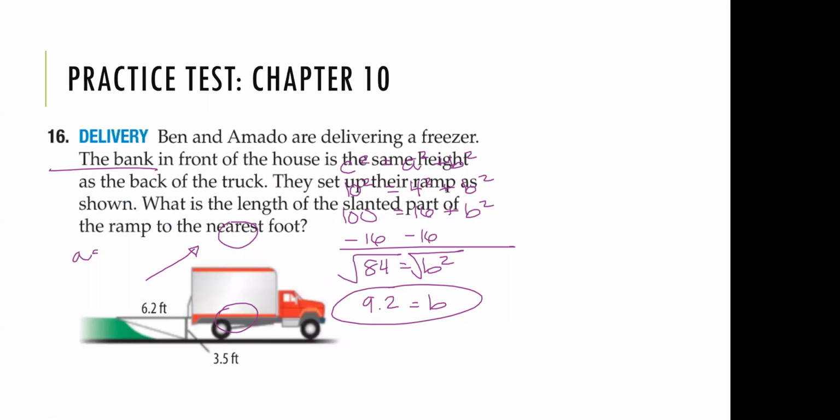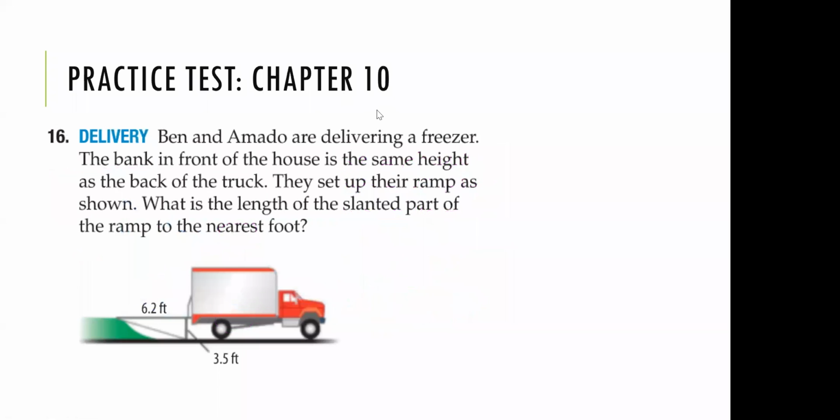All right, number 16 says Ben and Amato are delivering a freezer. The bank in front of the house is the same height as the back of the truck. They set up their ramp as shown. What is the length of the slanted part of the ramp to the nearest foot? Okay, so it's asking for the length of this here.